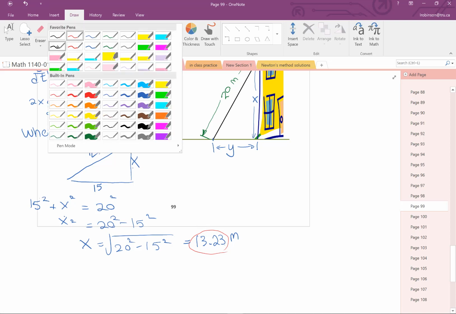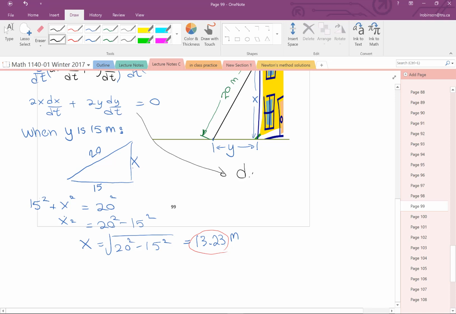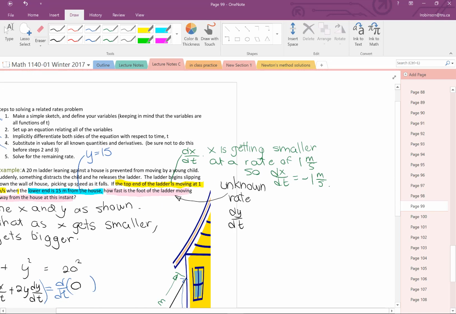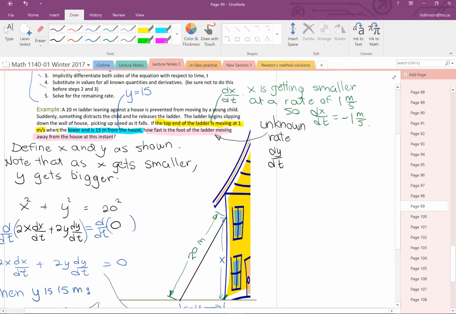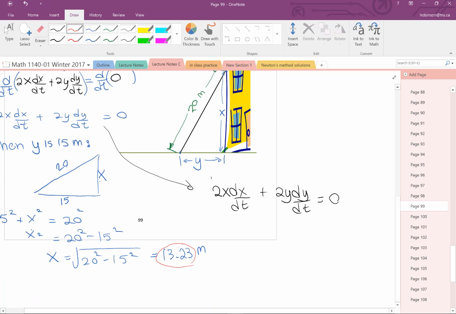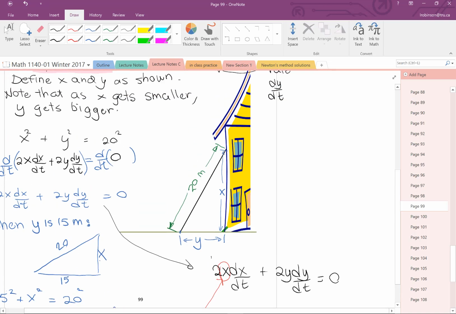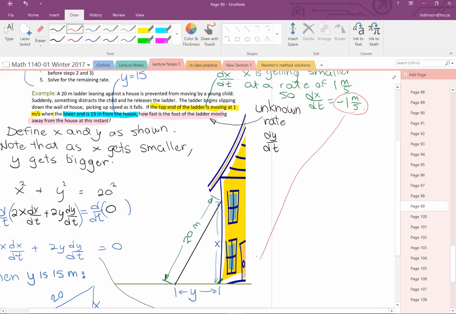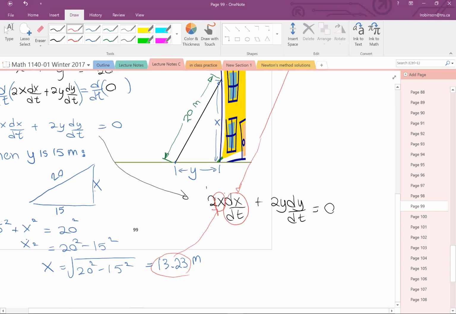Okay, so you can put that in for x. Maybe I'll just rewrite this down here. 2x dx/dt plus 2y dy/dt equals 0. Okay, so we can put this in for x. And then we have dx/dt up here is minus 1 meter per second. And we have y is 15. So we can just plug all those in and then solve for our unknown rate, dy/dt.